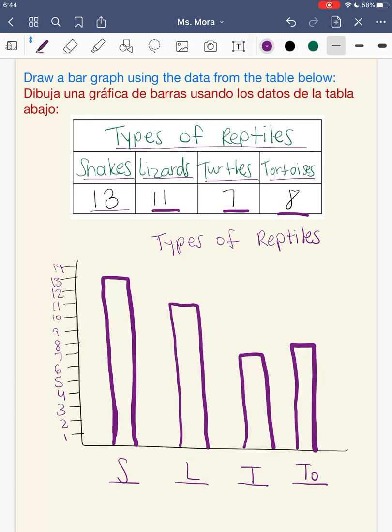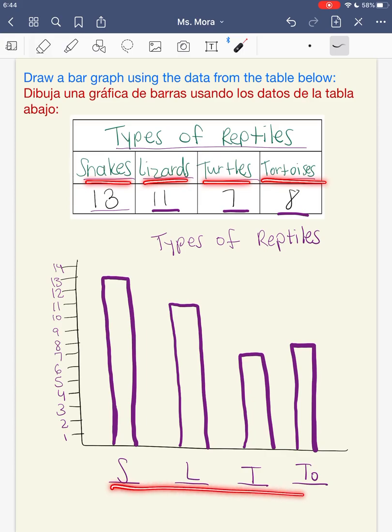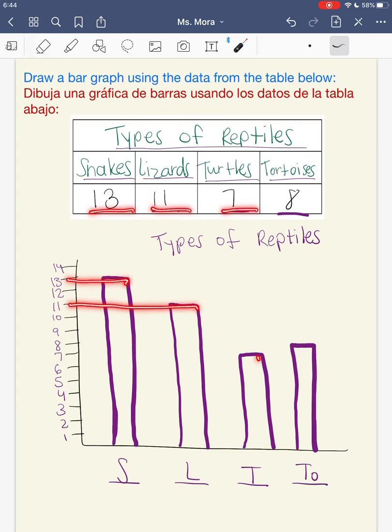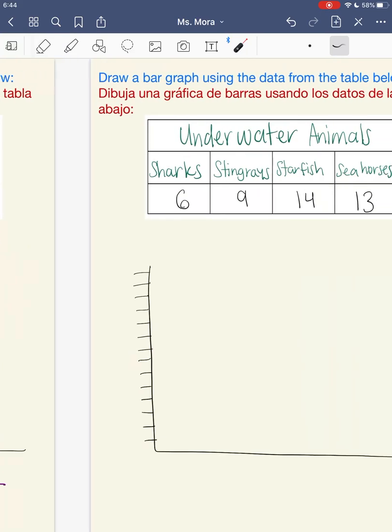Alrighty, guys, now we're done with our bar graph. So I'm looking at my title. It's the same. I have my 4 categories, and they're down here as well. And I have my data: 13 snakes, 11 lizards, 7 turtles, and 8 tortoises. Alrighty, good job. Let's do another one.